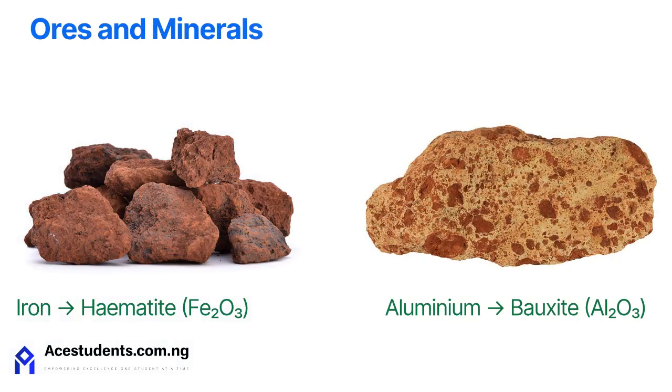The ore of iron is hematite, which contains iron 3 oxide. The ore of aluminium is bauxite, which contains aluminium oxide mixed with impurities. Exam tip: learn the names of the ores. This is a frequent short answer question.